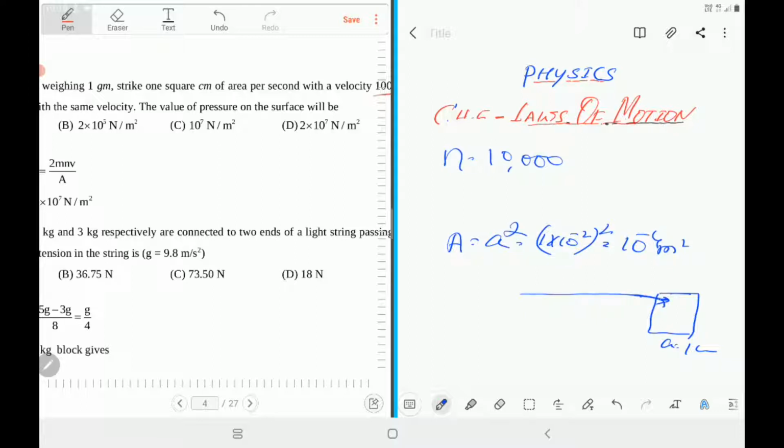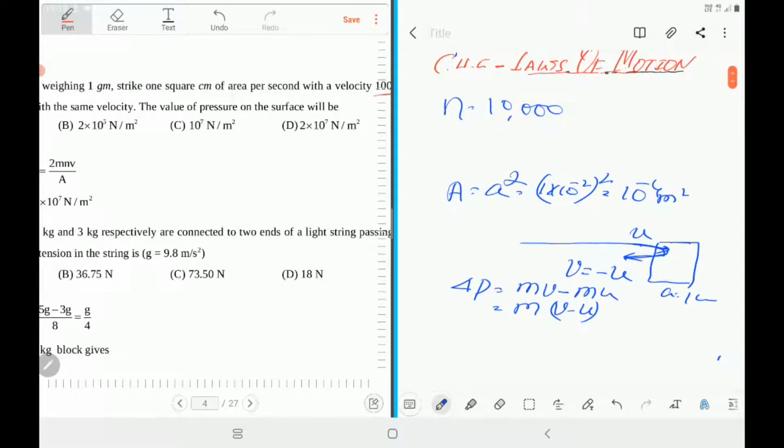Before hitting, the velocity is u. After hitting, they rebound with the same velocity. That's why he says final velocity is minus u, initial velocity u. Now, if I take my direction as the final velocity direction, the ball coming like this, then how do you find change in momentum? Change in momentum is final momentum, mv, minus initial momentum, mu. Therefore, m(v minus u) is the change in momentum. From change in momentum, what do you do? You can find force. What is force? Rate of change of momentum, delta P by delta T.